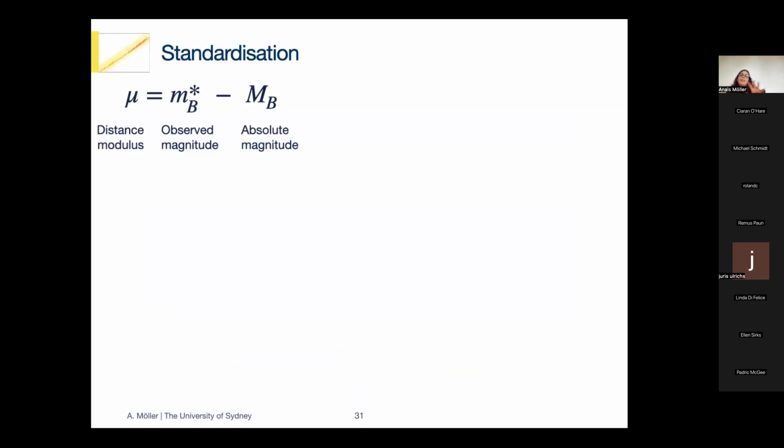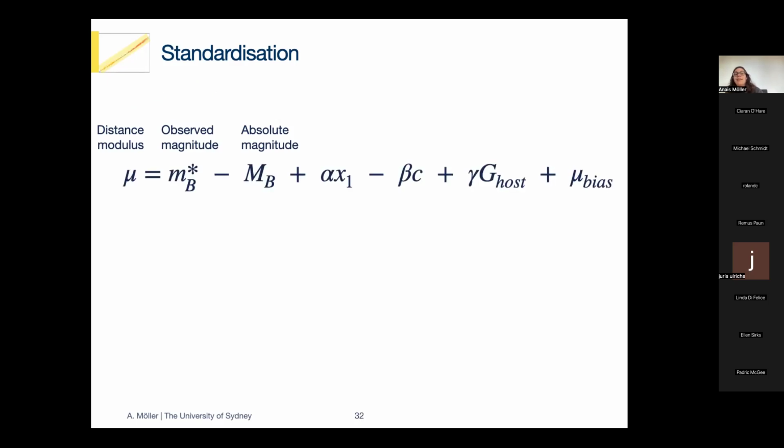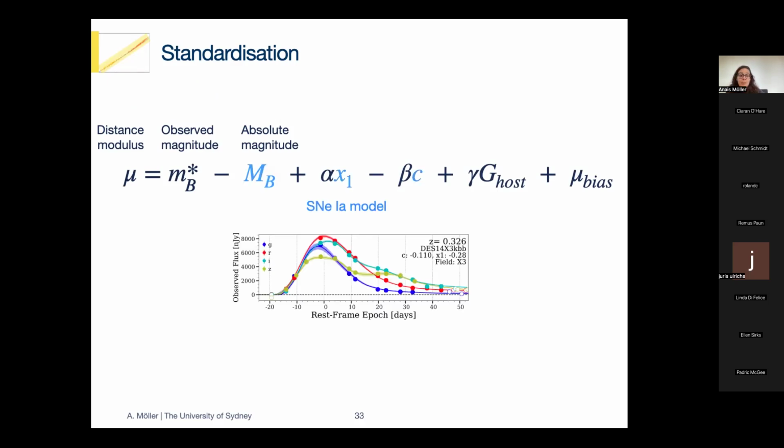When I told you about standardization, I told you that type 1a supernova are standardizable candles. If they were standard candles, when we measure the distance modulus, we would just be comparing the observed magnitude with the absolute magnitude. But type 1a supernova are not standard candles. They can be corrected to become standard, so they are standardizable. And these are the current corrections that we have. I'm going to tell you a little bit more about them.